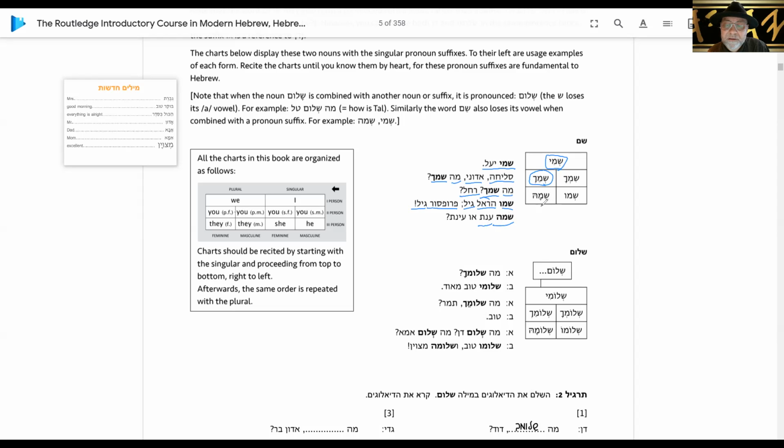Her name is Annette or Einet. Okay, so Shema, in this case, her name, it's got to be like this one here that they're using right here. Annette or Einet.